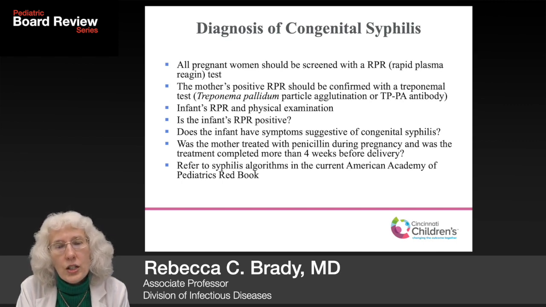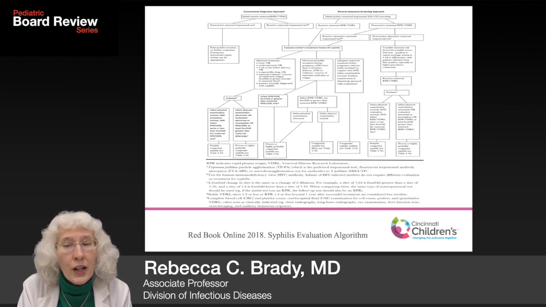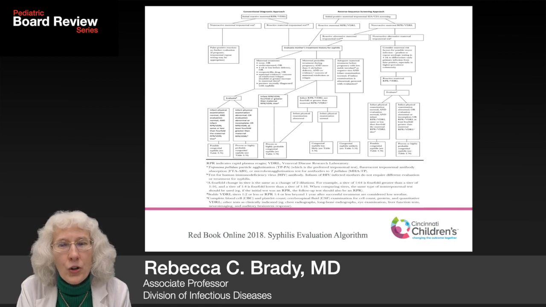The recommendation is if you're pregnant and you have syphilis, you receive desensitization therapy and get penicillin, because it's the drug that has the most proof in preventing congenital syphilis in the infant. There are algorithms in the current American Academy of Pediatrics Red Book, and this is very complicated. I won't go through it, but every time I get a call from a nursery about one of these babies, I refer to this in the Red Book and go through it and see where we're at.